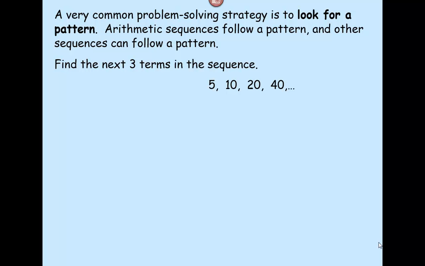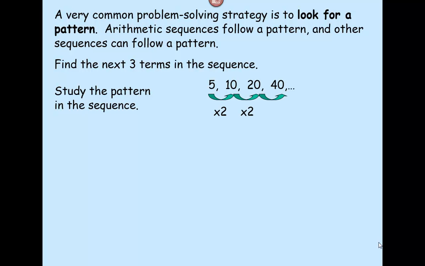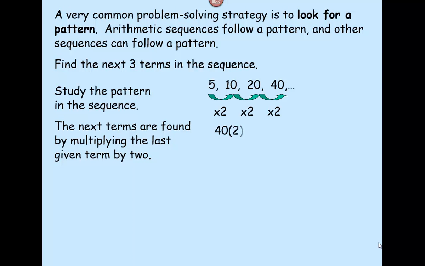Well, if we look at 5 to 10, maybe we can see that this is not just an addition by 5, but maybe multiplied by 2. Look at the next two terms, 10 to 20, multiply by 2. 20 to 40, multiply by 2. We've now found the pattern for the sequence, so we'll just keep going with it. Multiply 40 times 2, we will get 80. Multiply 80 by 2, we'll get 160. Multiply 160 by 2, we'll get 320. So on and so on for however many terms we're asked to find.